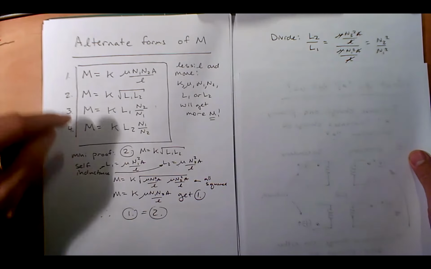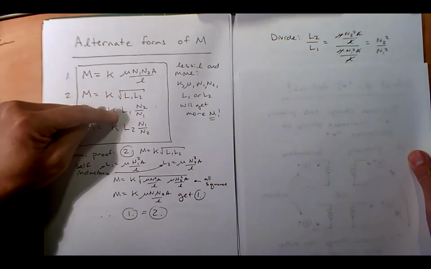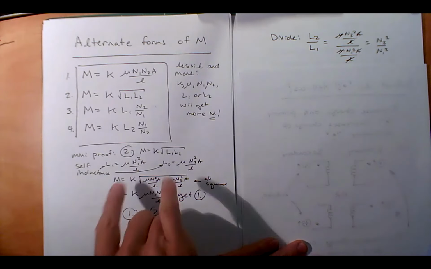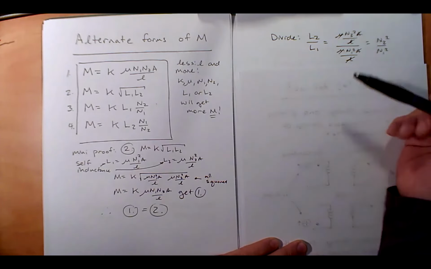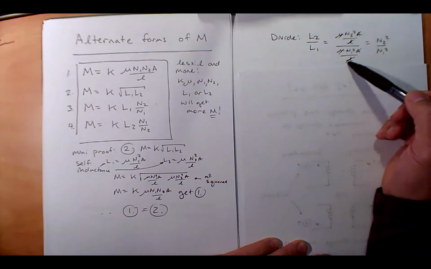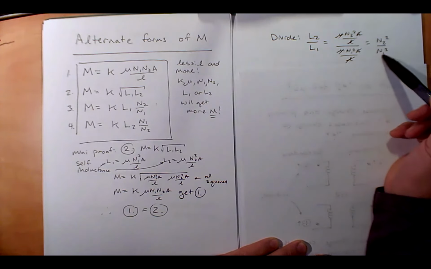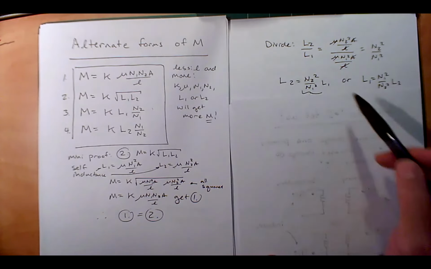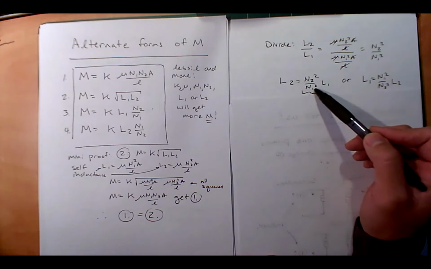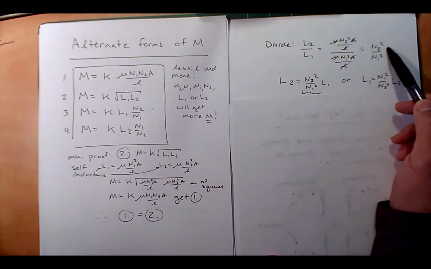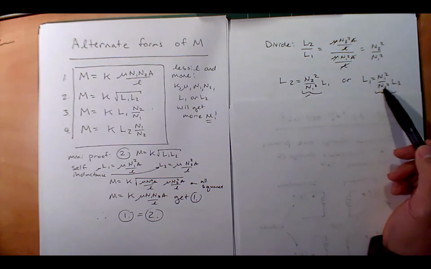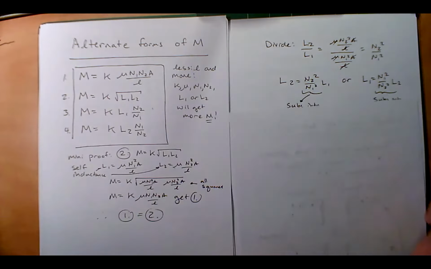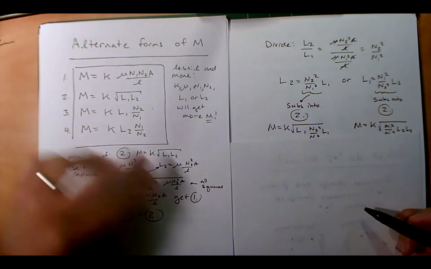Okay, what if I want to show that this and this are the same? Well, I can take these two equations and divide one by the other. If the mu's are the same, the A's are the same, and the L's are the same, they all cancel out and I just get N2 squared over N1 squared. That's not too bad. So that means that L2 is N2 over N1 squared times L1, if I just pull this over, or L1 equals N1 over N2 squared times L2. I could just take these two and plug them into here and I get two different versions.